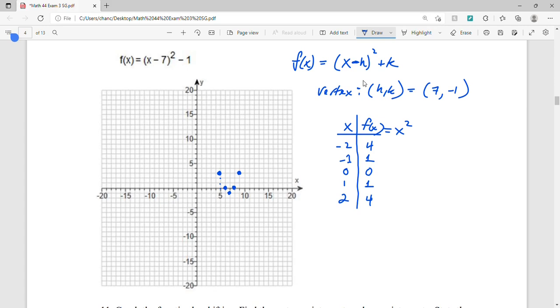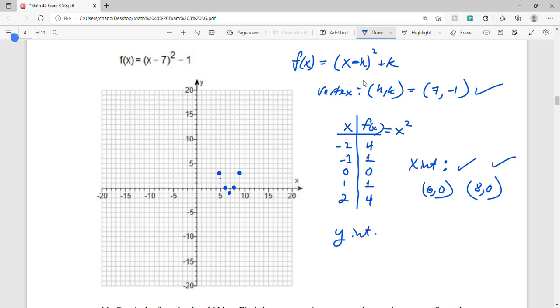And this is nice because we can already see our x-intercepts. We can write that down. Our x-intercepts are the point 6 comma 0, and we have another one here. It's the point 8 comma 0. We have the vertex, we have our x-intercepts, and now we need to find the y-intercept.